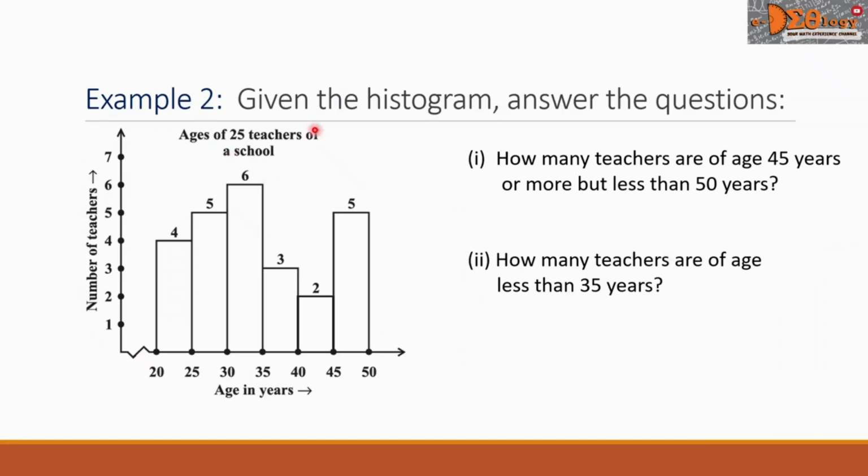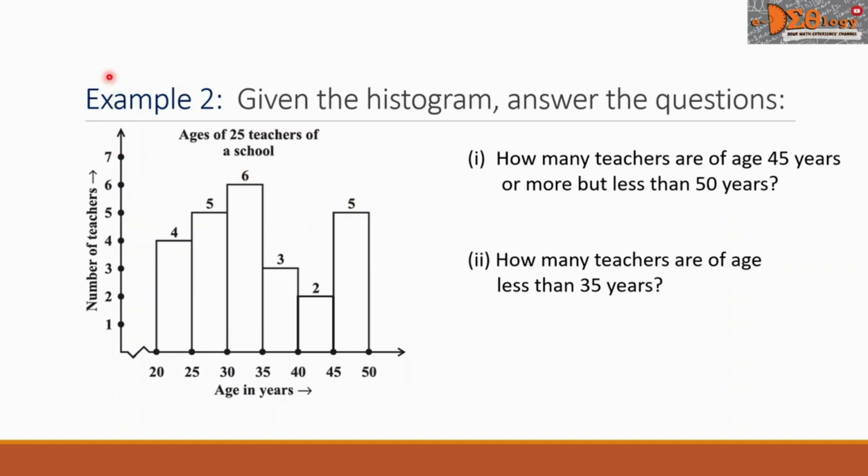Example 2. Given the histogram, answer the questions. There are 2 questions here. But before we answer, let us analyze the histogram here. This is about the ages of 25 teachers of a school.